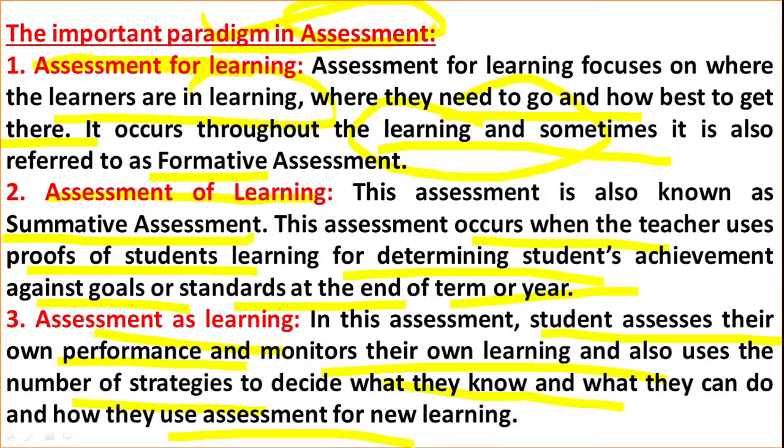So in assessment as learning, here the student is going to assess himself. He is going to monitor his learning process, he is going to monitor his performance. For this he is using various strategies, and he is trying to know what he knows, what he can do, how he can improve. So all this is to monitor himself. So it is known as assessment as learning.